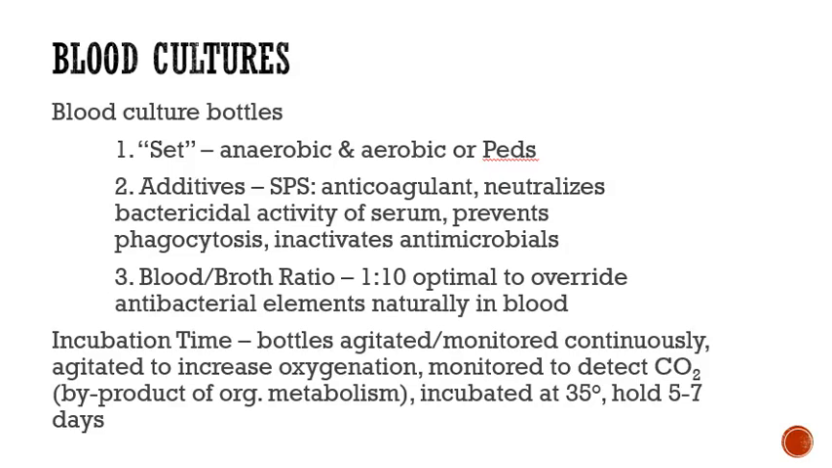evils. So the blood to broth ratio, 1 to 10, is optimal for overriding any antibacterial elements found naturally in the blood, such as white blood cells and complement. SPS can also help prevent phagocytosis and complement activation if that optimal blood to broth ratio cannot be achieved. And the sides of the bottles are kind of marked so that you know how much to draw into the tube.